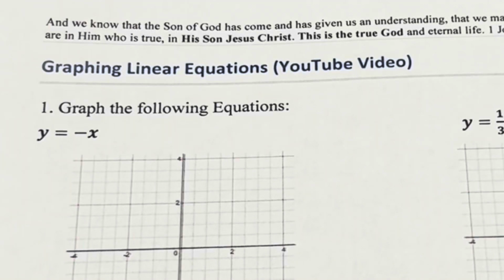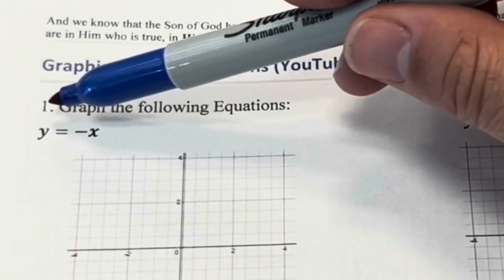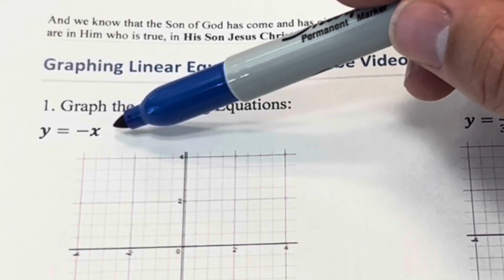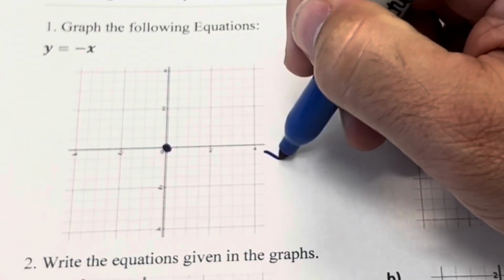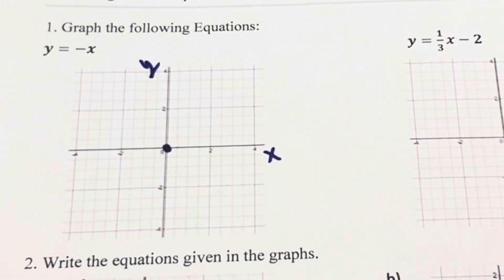Okay, we're gonna check a video about graphing linear equations. This is kind of a review, so you should know this topic from previous lessons. Here we have y equals minus x. There's nothing here, so that means the y-intercept is at 0, 0. This is the x, this is the y.